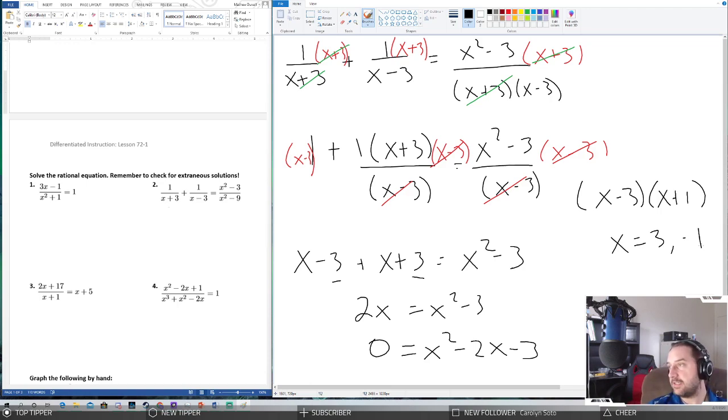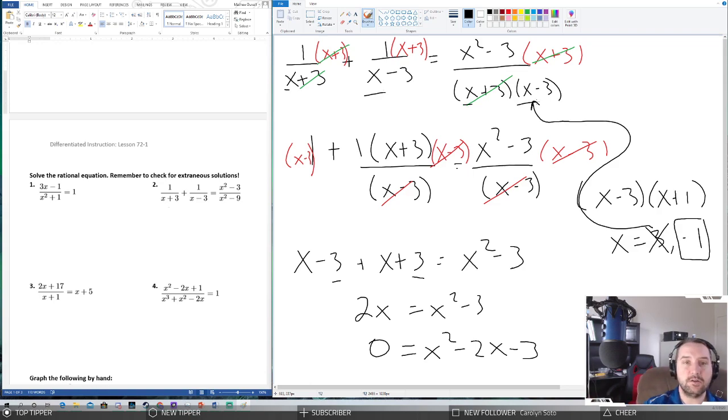Now I have to test these. Notice if I test 3 and I plug that in, 3 minus 3, 0. I get a 0 in the denominator because 0 times anything is 0. So 3 cannot be one of my solutions. Only negative 1, because if I plug in negative 1 to any of these x's, I don't get a 0 in the denominator.